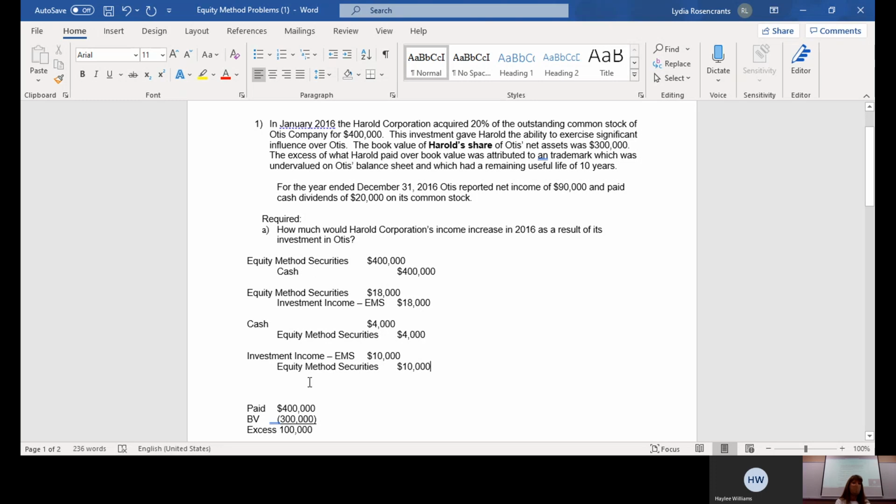Well, there's only 2 out of 4 journal entries that impact investment income, and that's 2 and 4. So it would increase by the difference between the 2. We had an increase to income of 18,000, but a decrease of 10. So Herald's net income would increase by 8,000. I'll just do the 18,000 minus 10,000, or 8,000.